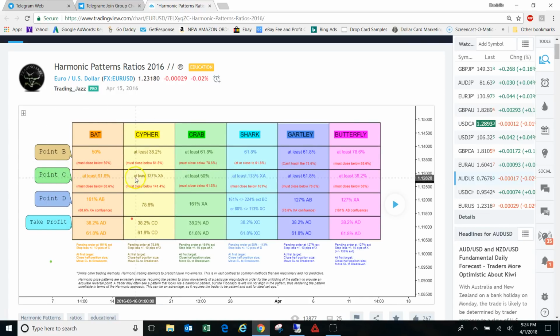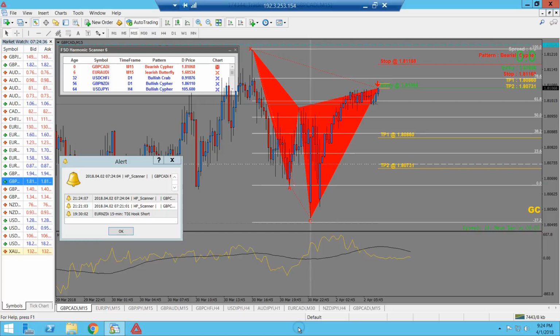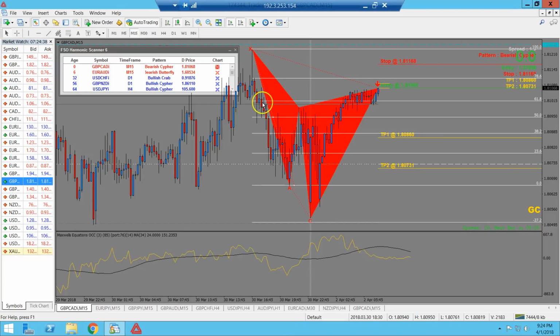Point C, it says it needs to be, well, let's start with point B. So point B has to be at least to the 38.2, but must close below the 61.8. So if we jump back over here, this would be X, A, B, C, and this would be D. So B is this pullback right here. And it has to be at least 38.2, which, okay, that's met. And then it has to close below the 61.8. So right now everything is looking legit, right?